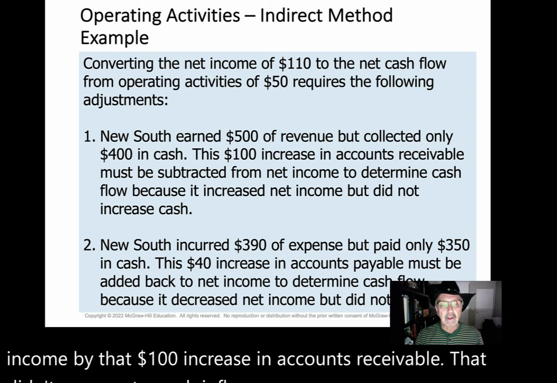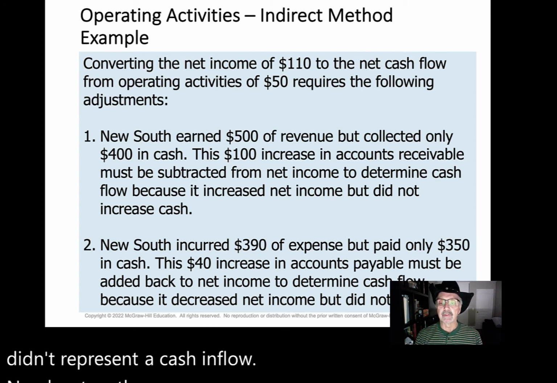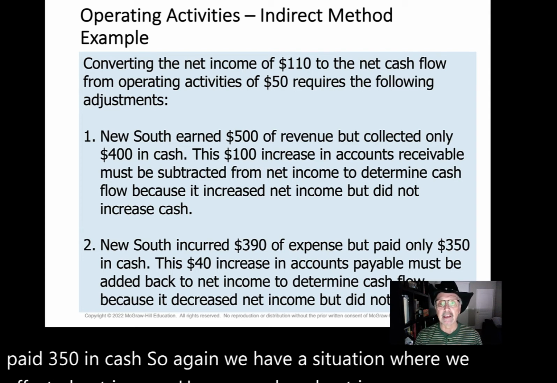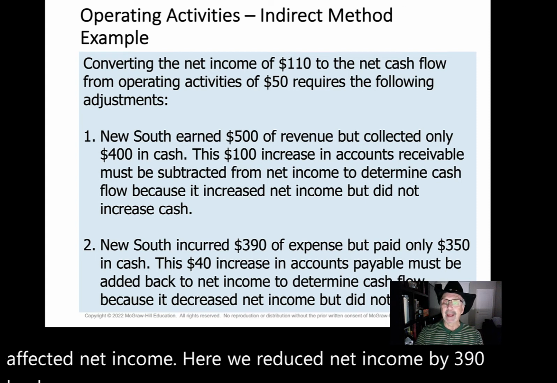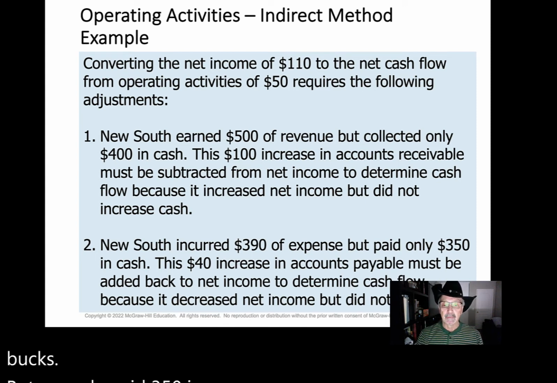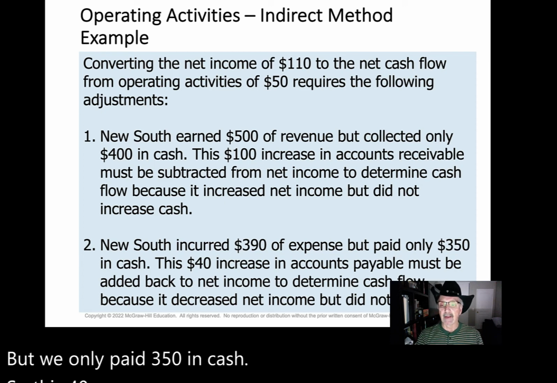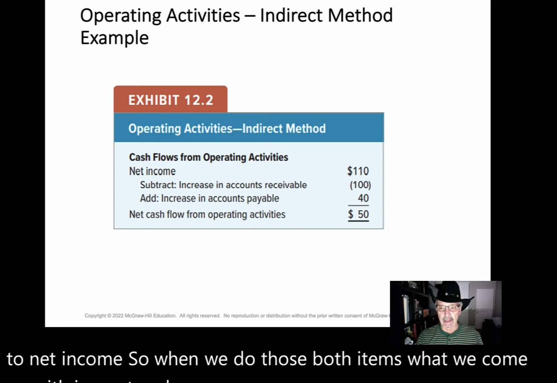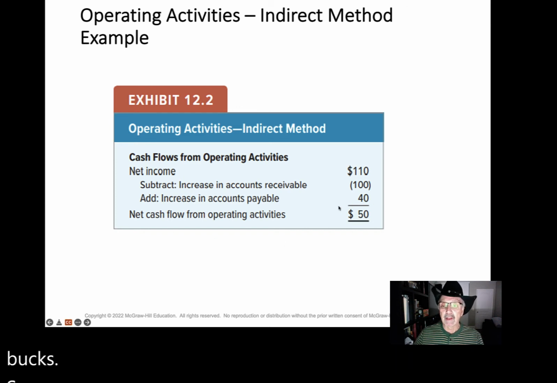Number two, they incurred $390 of expenses, but they only paid $350 in cash. So again, we have a situation where we affected net income. Here, we reduced net income by $390, but we only paid $350 in cash. So this $40 increase in accounts payable must be added back to net income. So when we do those both items, what we come up with is a net cash inflow from operating activities of $50. So that's our statement of cash flows.